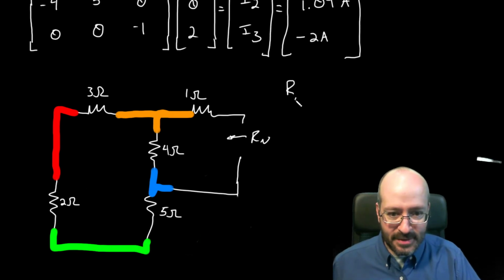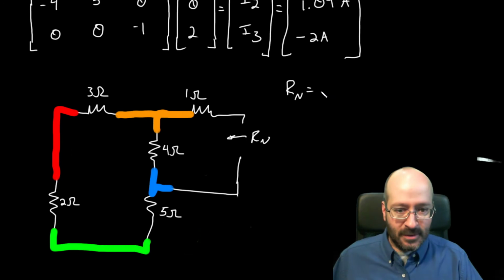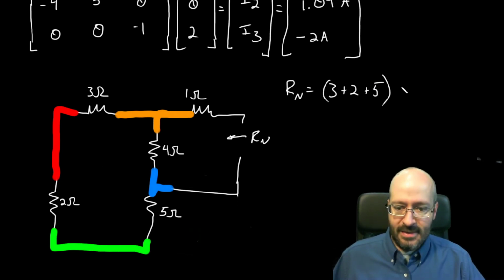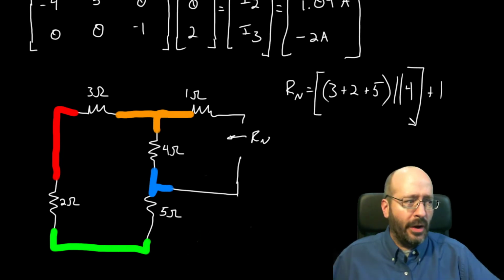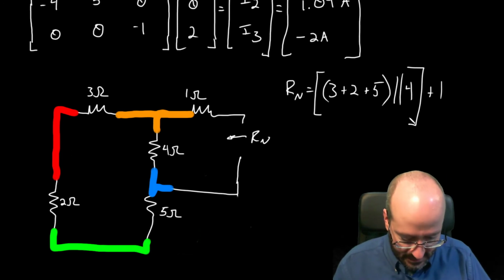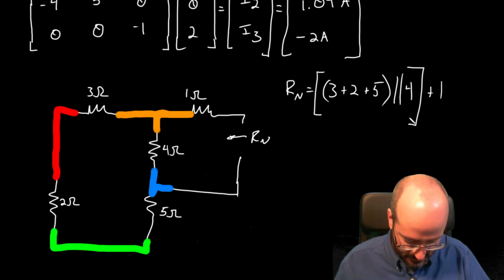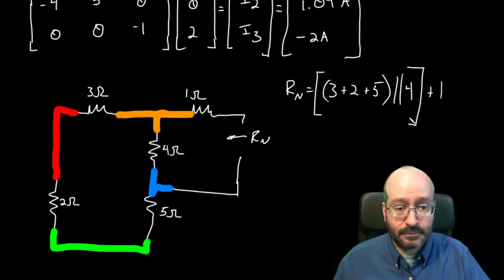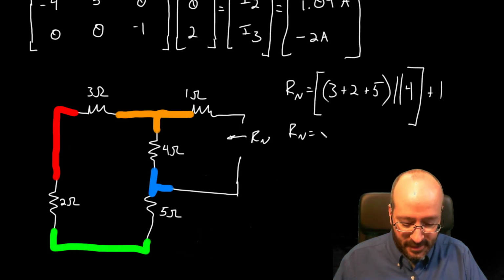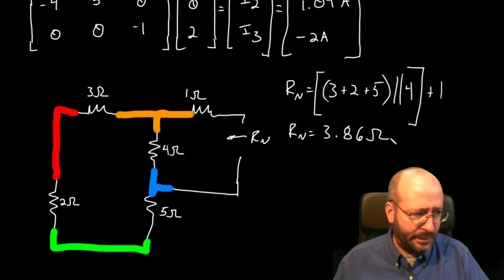All right, so we could do method 1, and if we're really sharp, we could say Rn is 3 plus 2 plus 5, because those are all in series, right? For a total of 10. That's going to be in parallel with 4. Get some square brackets in here. And that's going to be all in series with 1. Whatever that ends up being. Let's see what it is. 10 in parallel with 4 plus 1. Okay, so that tells me that R Norton is 3.8. I'm going to round to 6 ohms.